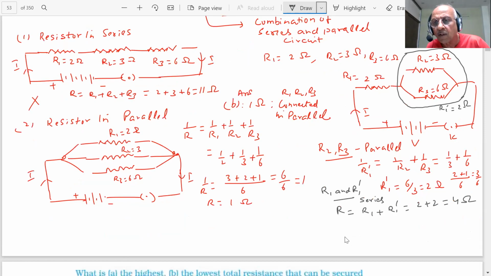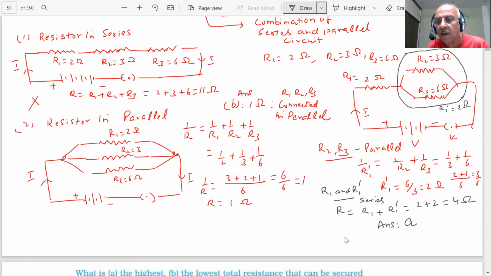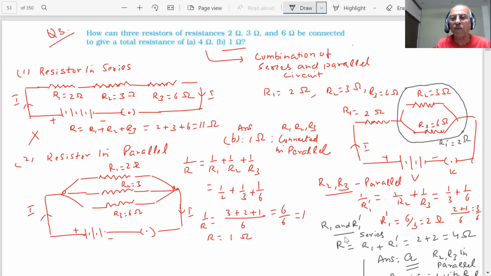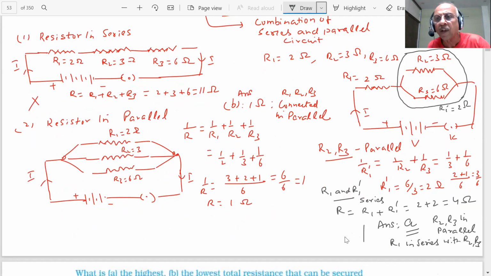Okay? Yes, sir. Answer A. What answer are we giving? R2, R3 in parallel and R1 in series with R2, R3. That is the circuit, student. So we have to show this in the paper. Note it down. Very important question, student. Such questions will be asked in the paper, students. The circuit diagrams are important, students.